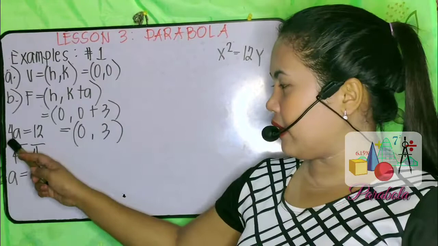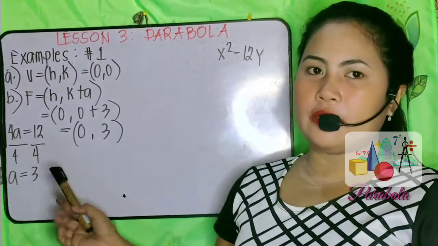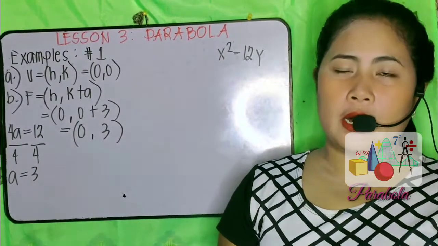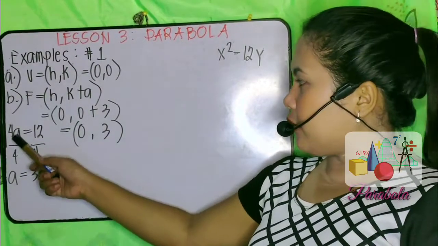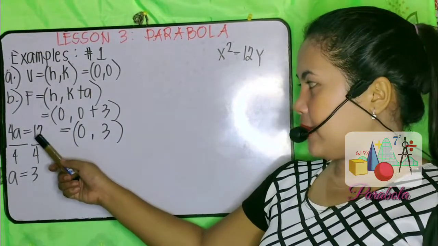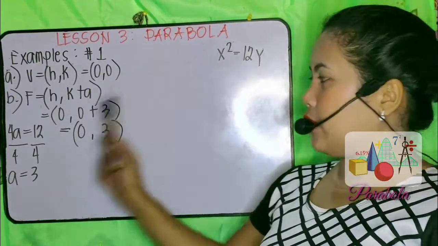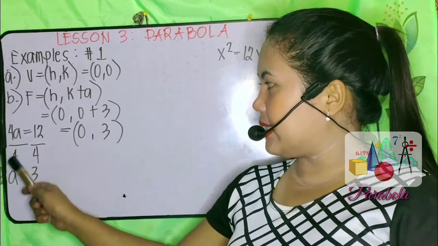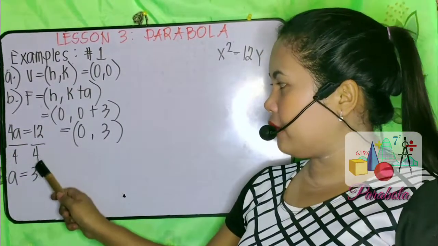So, equate natin siya by 4a. Saan po nakuha yung 4a? Yung formula po to sa previous, yung na-discuss kanina sa different properties. Okay? So, 4a equals, equate natin siya by 12. Saan po nakuha yung 12? Sa given equation. So, para makuha yung value ng a, divide both sides by 4. Cancel. Then, 12 divided by 4, we have 3.